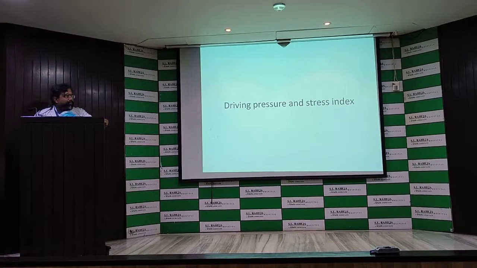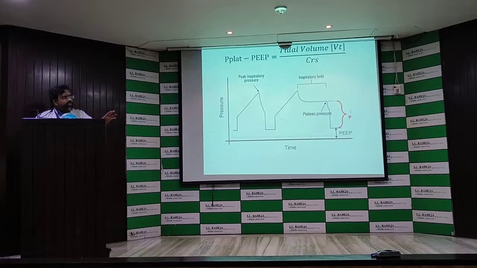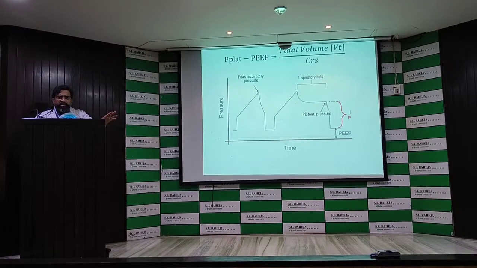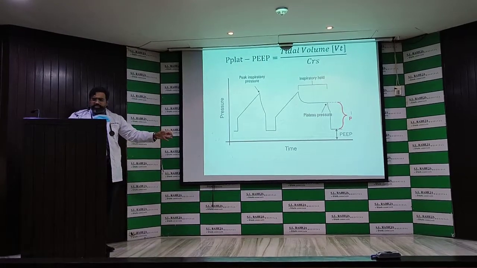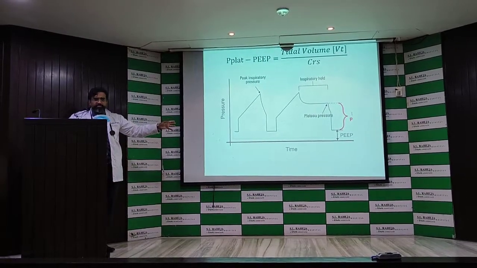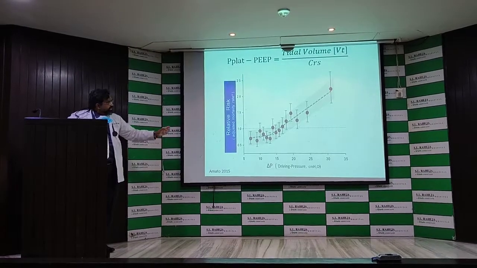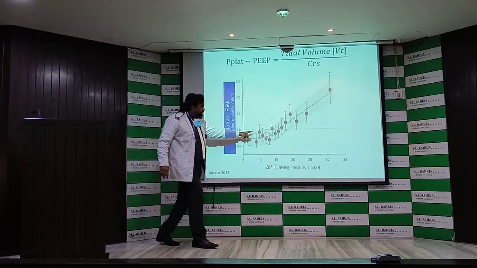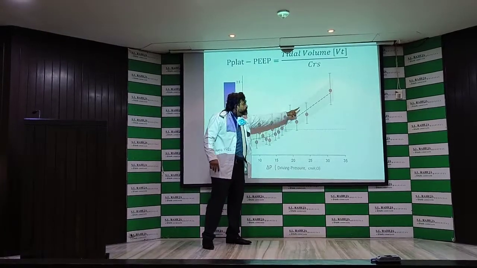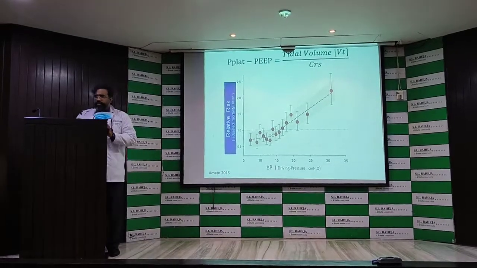Another very important part is driving pressure and stress index. Driving pressure is plateau pressure minus PEEP. Simple. Plateau pressure minus PEEP is your driving pressure, which essentially is static volume divided by compliance of the respiratory system. What we know is that as the driving pressure increases, the relative risk of mortality increases. That's why beyond 14, the mortality goes unacceptably high. So we want to keep the driving pressure around 14 or 15, right?